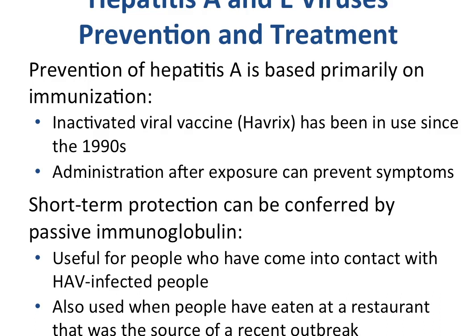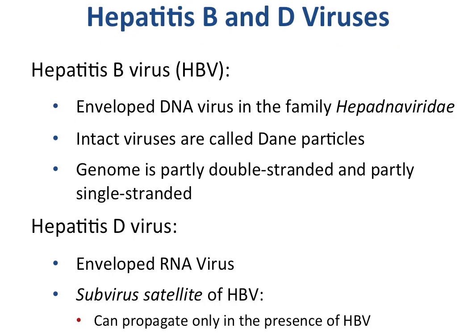We can also use immunoglobulin to provide passive immunity for hepatitis A. This is used for people who have close contact with patients. It can also be used for people who have eaten at restaurants that were the source of hepatitis A. Now let's talk about hepatitis B and D.